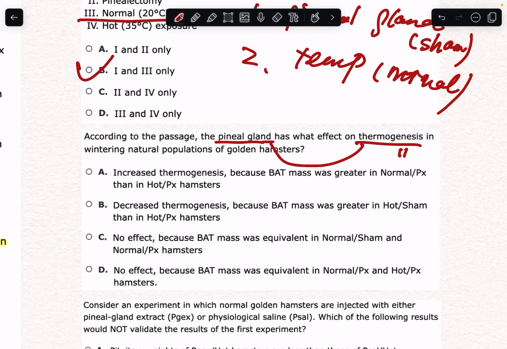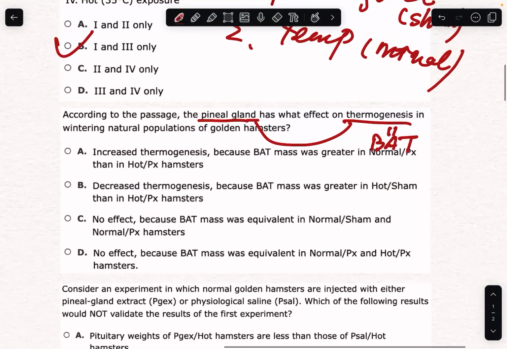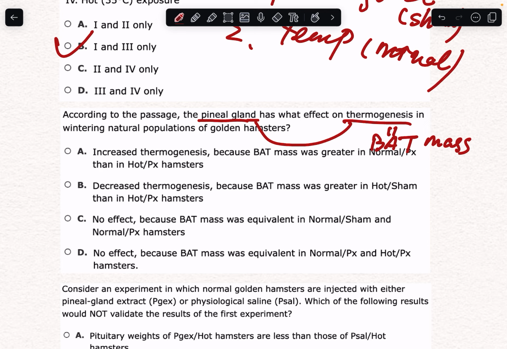And thermogenesis equals to what? Equals to BAT, right? As we highlighted here. Okay, all right. So basically it's asking, according to the passage, the pineal gland has what effect on the BAT mass, right? Because that's what I measured, okay? And BAT mass equals to thermogenesis level. More BAT mass, more thermogenesis level, right? Okay, so there are actually 2 ways to approach this problem. Okay, let's go through the first method that I didn't even need to look at the table.